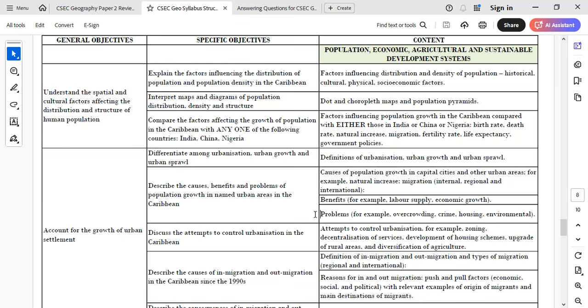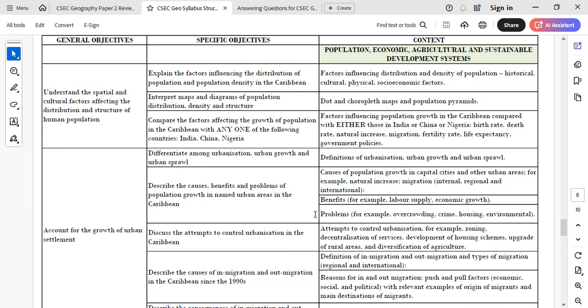What are some of the consequences, negatives or positives? Remember, a consequence doesn't have to be negative. It could be positive. Sometimes they may use the word consequence, or they may specify a positive consequence or a negative consequence. So don't fall into the trap of only learning one type of consequence, like negative consequences. They could ask about positive consequences.